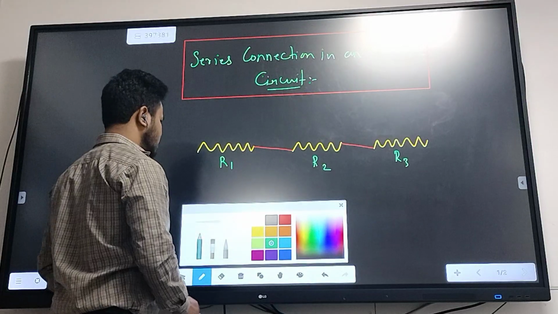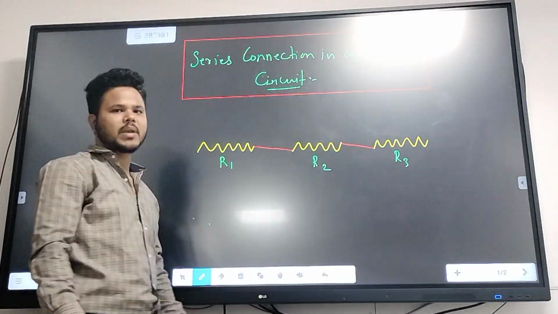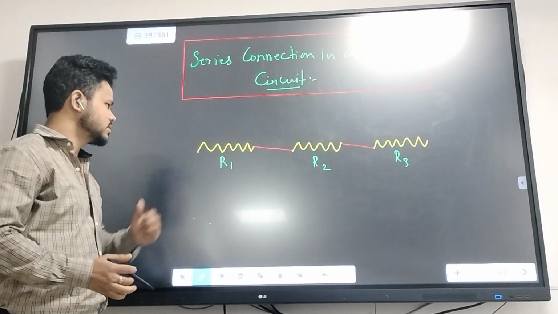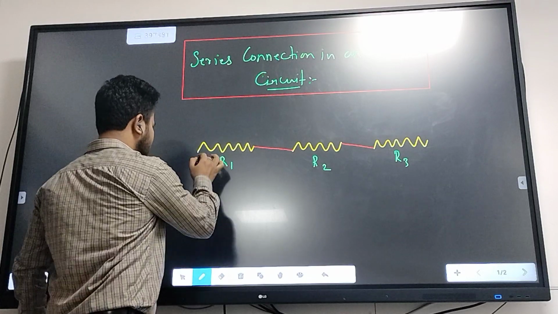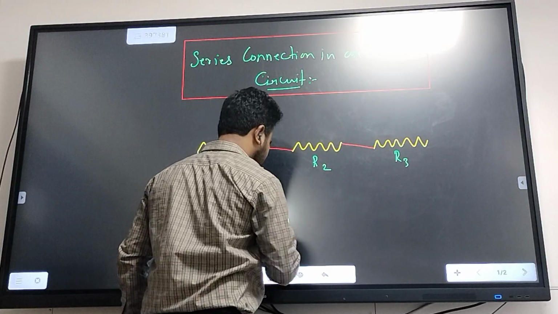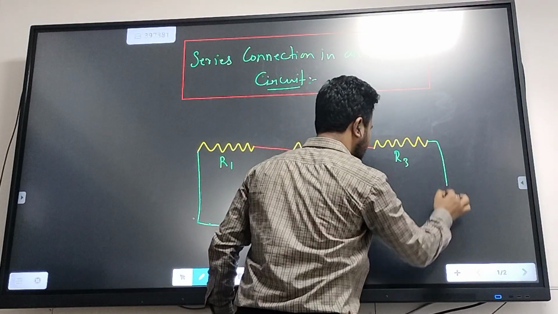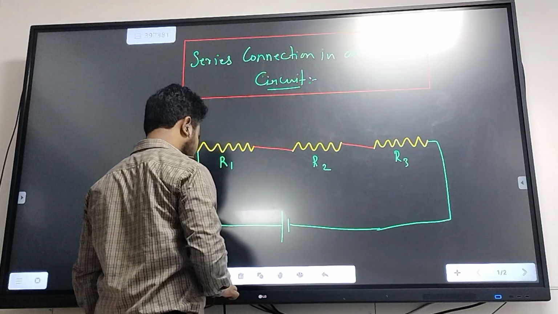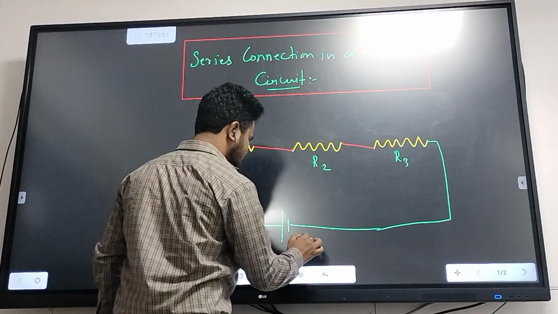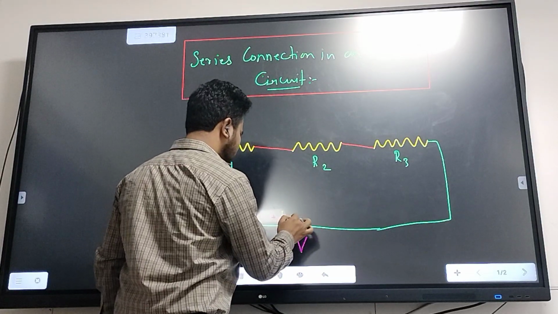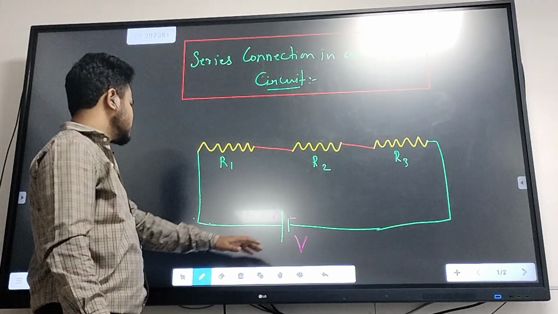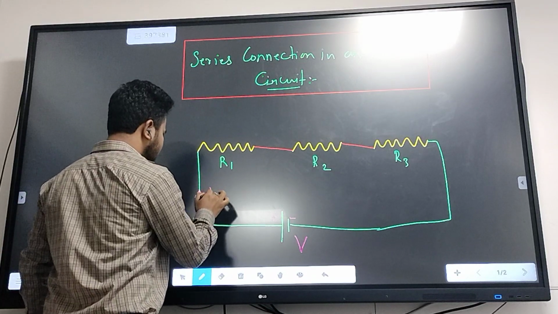Now, for the flow of current, we need to close the circuit and apply a certain potential difference so that the current may start to flow, and we can calculate the amount of resistance in the given circuit. So I'm closing the circuit using a cell. Let's say this battery has a voltage of V, or the potential difference across the cell is V. When we apply this potential difference, the current will start to flow.